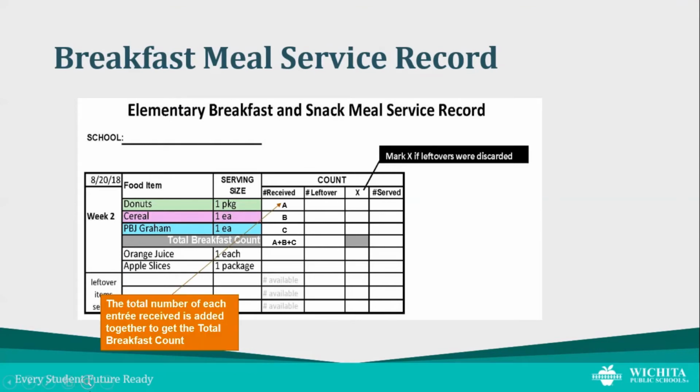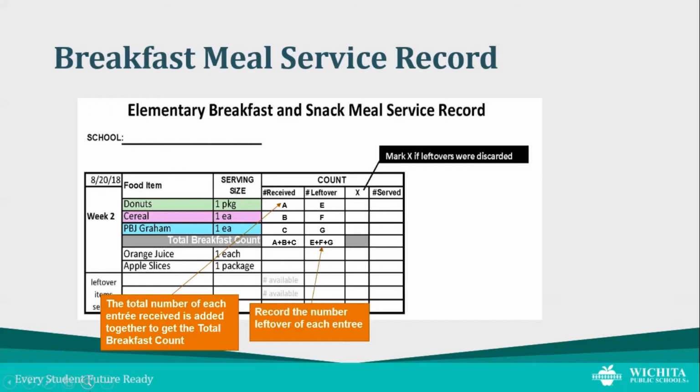So the total number of each entree received is put within the number received column. So donuts are A, cereal is B, and PBJ grams are C. To get a total breakfast count, you add A plus B plus C.